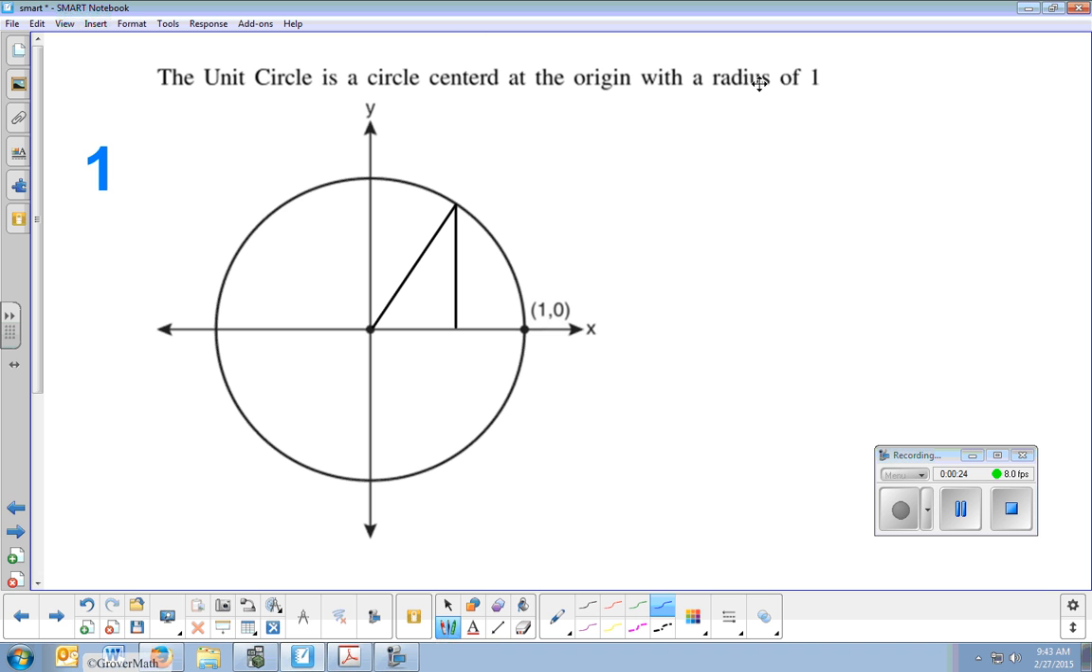So a unit circle has a radius of 1. That's why it's going to the point 1, 0. This is 1, this is 1. Any point, the radius is going to be 1. And so this triangle that we drew here, the hypotenuse, this is the radius of the circle. So we know that this is going to be 1. And that's why it's so important.